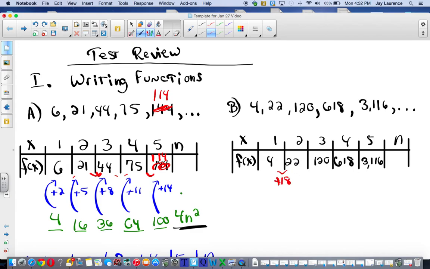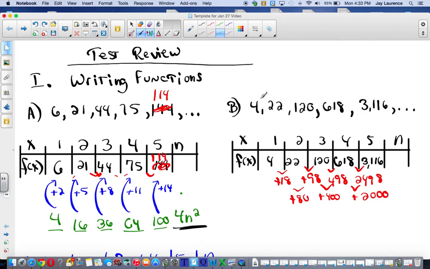But that's plus 18. I don't need it for there. That's going to be plus 98, I believe, right? Okay, 618 minus 120. 498. I'm going to double check. 618 minus 120. Yep, 498. That's cool. All right, and then 3,116 minus 618, 2,498. So I go down to my second differences, and I've got plus 80, and then plus 400, and then plus, yeah, it was 400, 2,000.